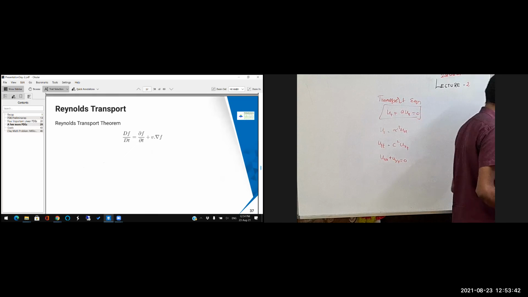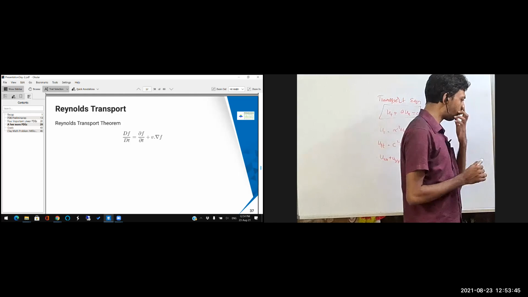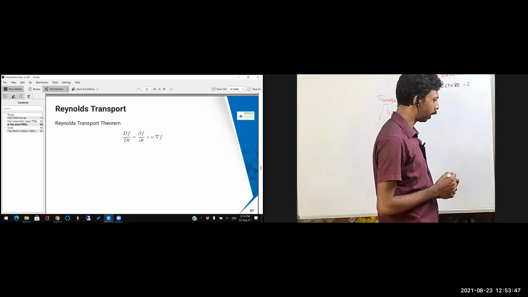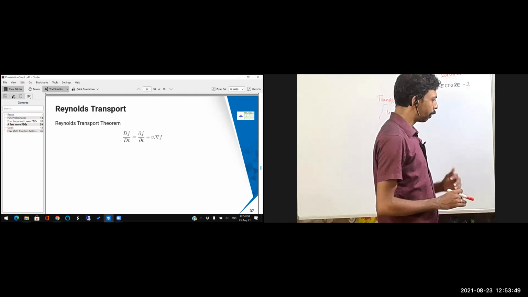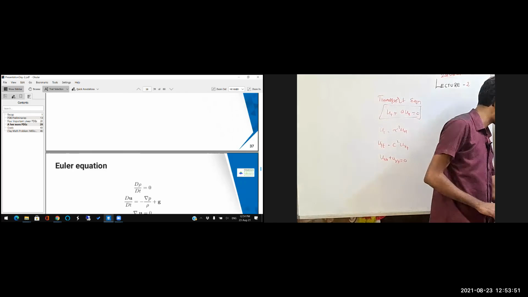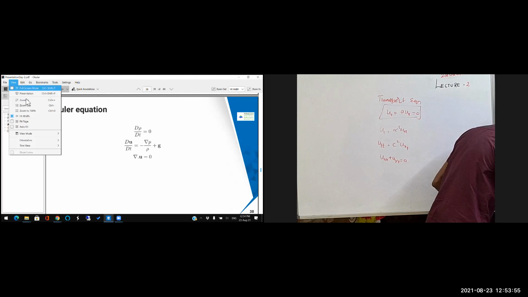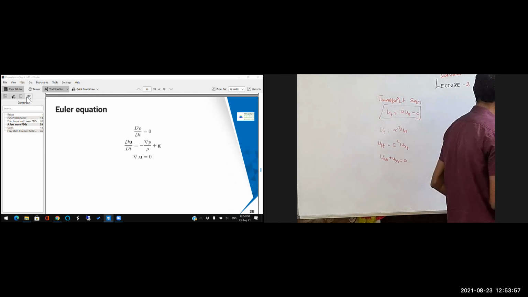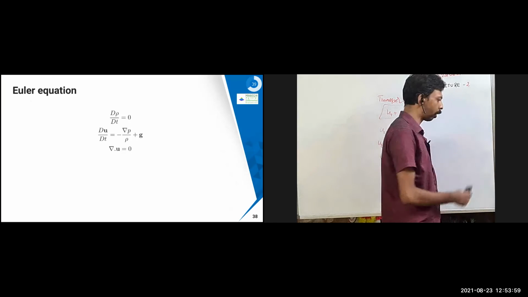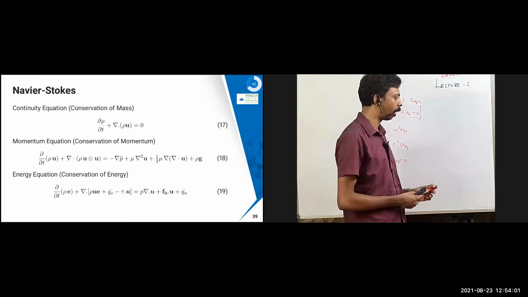Then we have the Reynolds transport equation. This one we'll discuss in more detail in one of the lectures. The Reynolds transport theorem is the basic fundamental building block for many of the following equations. For example, the Euler equation can be derived using this Reynolds transport theorem. And then the Navier-Stokes equation, which is also one of the fundamental equations.